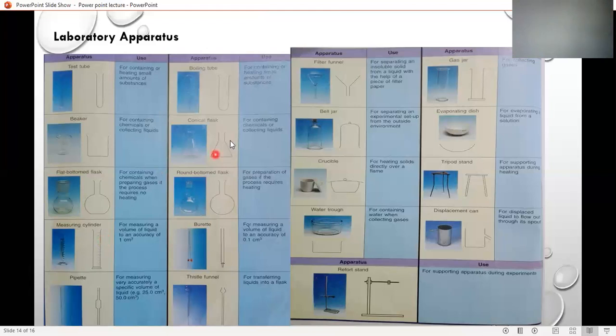So we have the conical flask. A conical flask is used for collecting liquids. We have the pipette and the burette. We can measure the volume of the liquid with a burette. We have the crucible, so we can heat solids in the crucible. We have the tripod stand, which we can use for heating the chemical with the burner. And we have the evaporating dish. The word evaporation conveys its meaning: the evaporating dish is used to evaporate some substances.